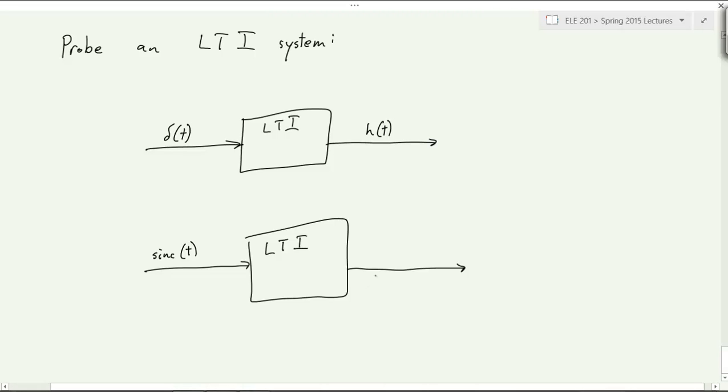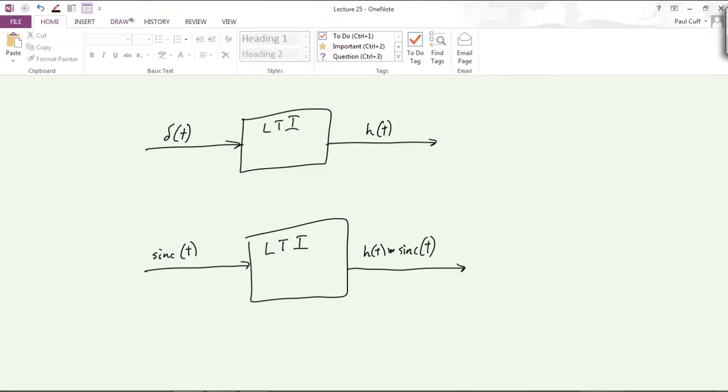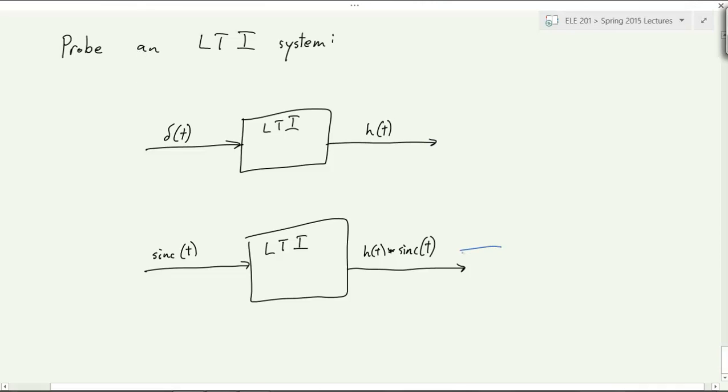All right. Well, what I'm going to get out is the convolution, right? I'm going to get out h(t) convolved with sinc(t). And is that enough? Can I recover h(t)? Well, from first principles, you could realize this is not going to be enough. This does not recover high frequencies, so it does not measure all frequencies.